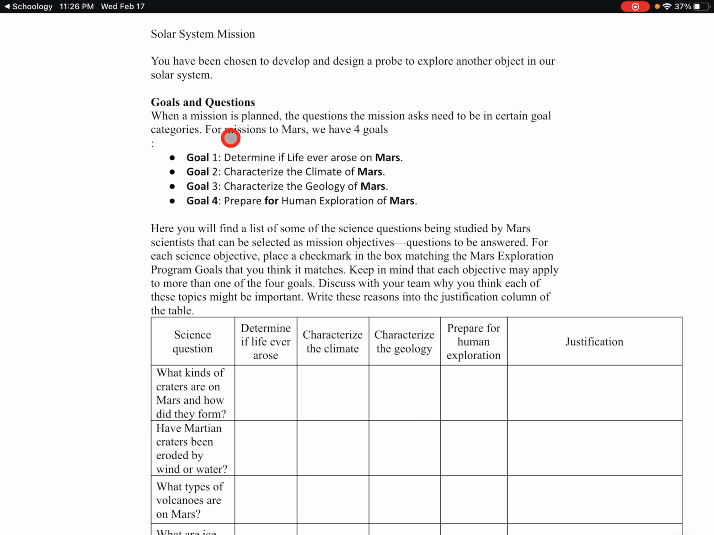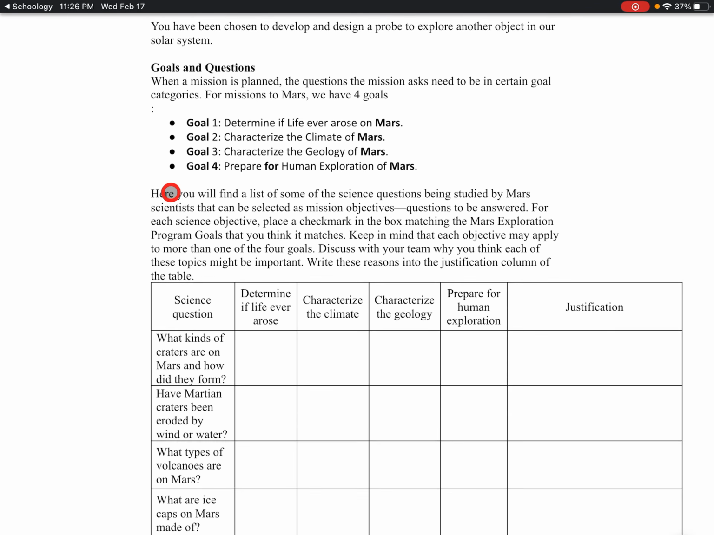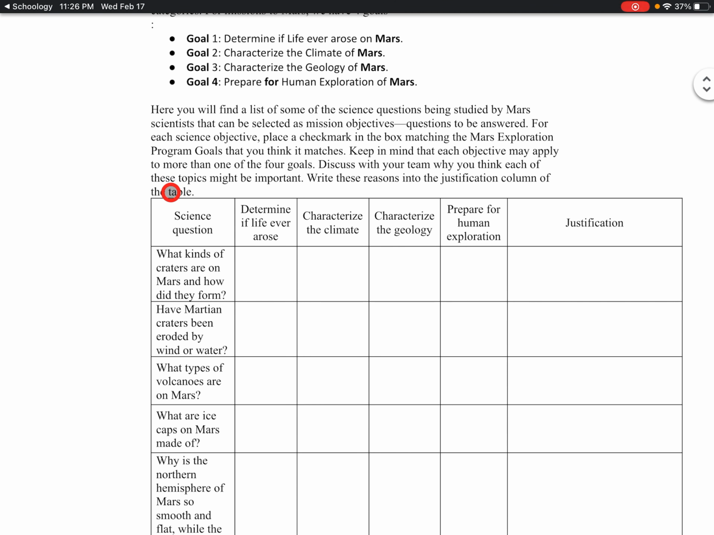Any mission that goes to Mars right now has 4 goals. It has to meet 4 goals. It has to determine if there was life on Mars. It tries to figure out what the climate of Mars is, what the geology of Mars is, and we're trying to prepare for human exploration. Those are the 4 goals of missions that go to Mars. And when they have their goals, they have questions. Each mission isn't going to answer all of these things, but they're going to ask questions and try to answer questions that fall into these categories.